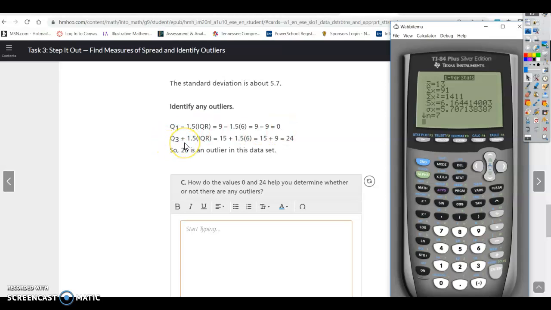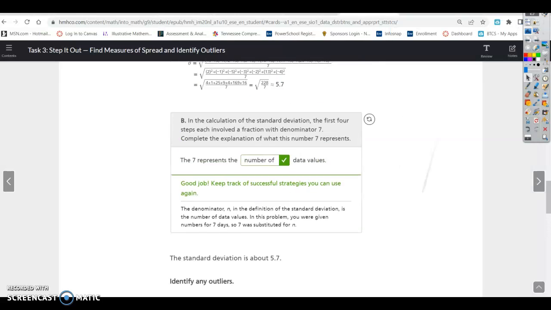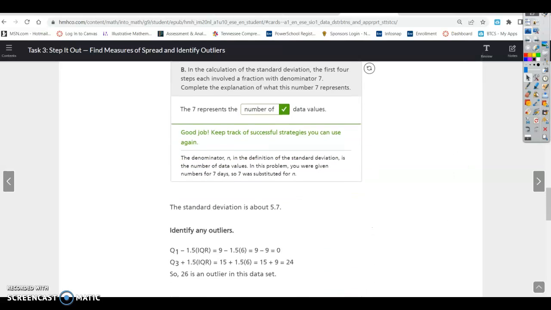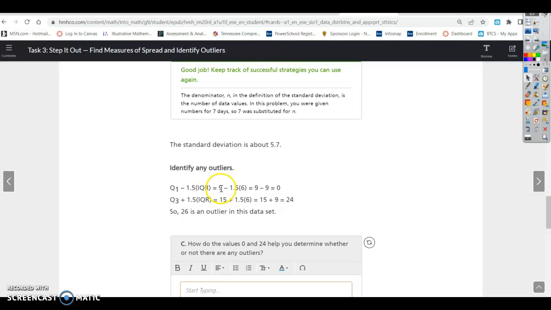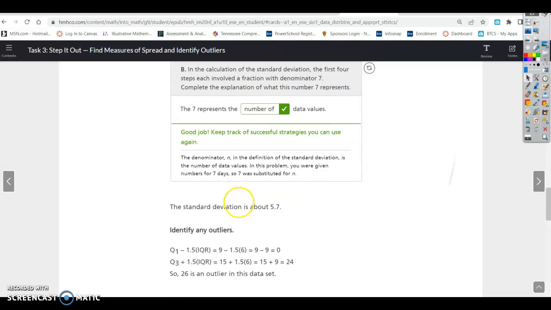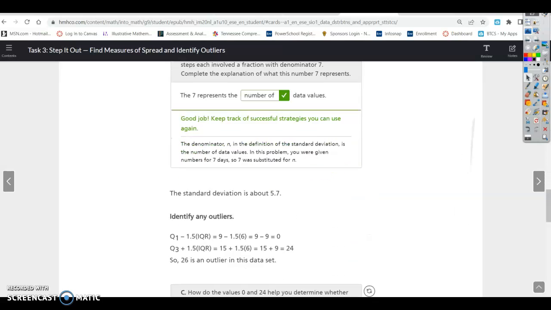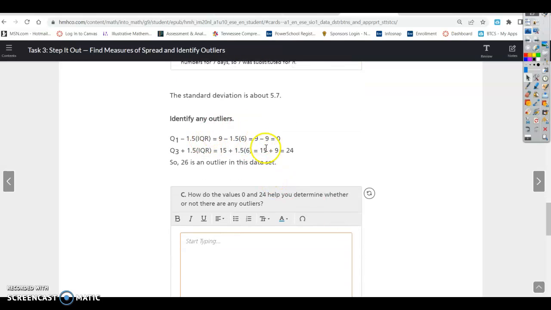And then Q3 plus 1.5 times your interquartile range would be 15 plus 1.5 times 6, and that gives you 24. So if you look up here above, Q1 was 9, Q3 was 15. So these two numbers, Q1 and Q3, 9 and 15, come from that. And then the formula said 1.5 times your interquartile range. And if we look, the interquartile range was 15 minus 9, which is 6. So they're just taking the numbers that we found earlier to identify your outliers.